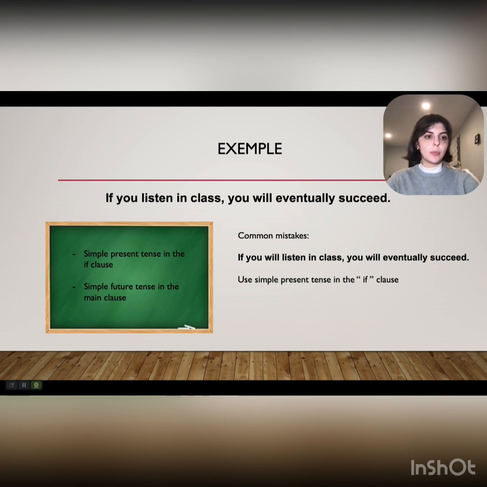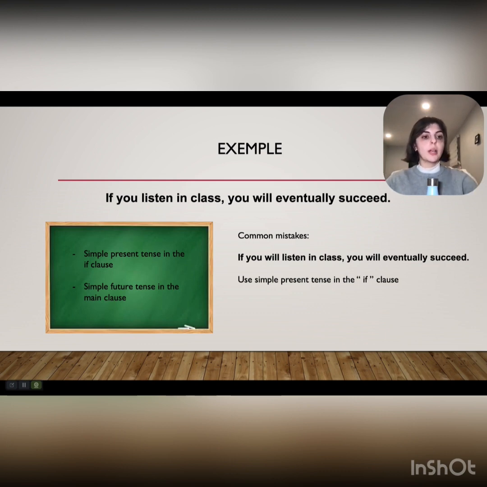We use the simple present tense in the if clause and simple future tense in the main clause because it's the clause that expresses the likely outcome. This is how we indicate that under a certain condition expressed in the if clause, a specific result will likely happen in the future. Here are some mistakes that you should avoid.